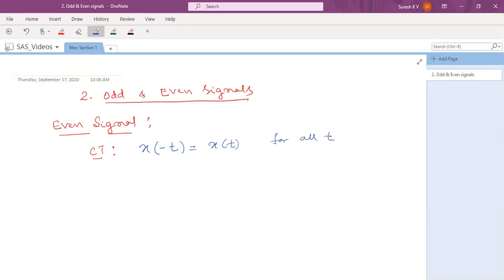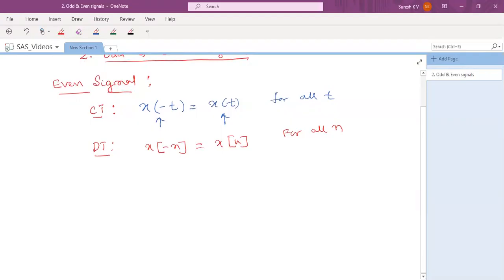So this is the condition for a continuous time signal being even. So x of minus t will be equal to x of t. That means a flipped version of the signal is itself. For a discrete case, it is x of minus n, the flipped version of the signal, should be the same as x of n. Again, this is for all values of n. So this is how we can categorize a signal as an even signal or not.